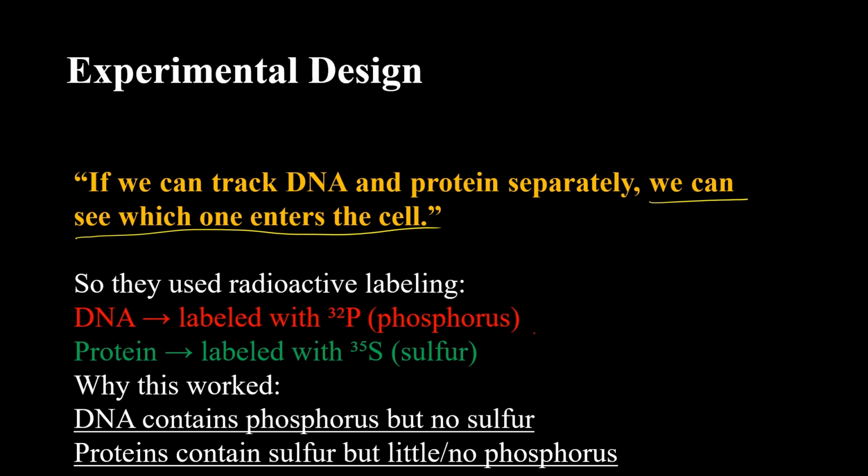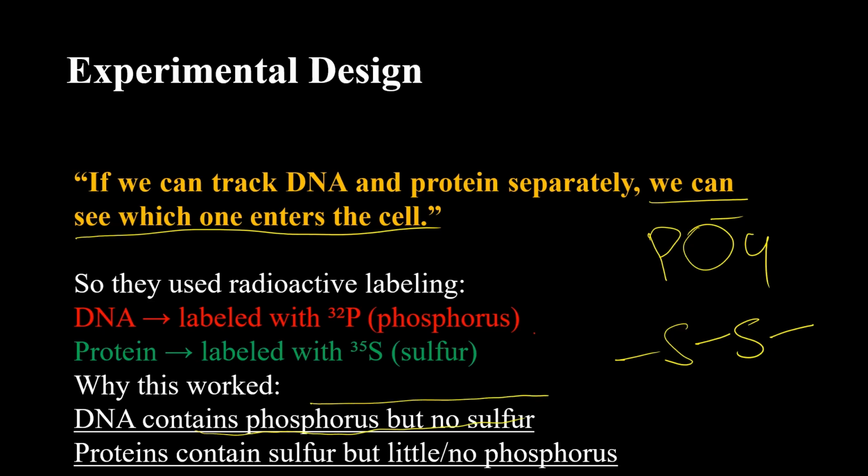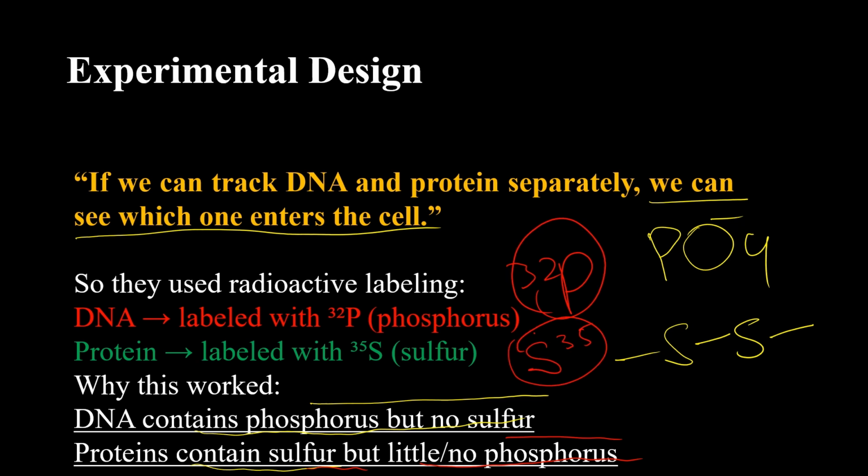And why did this labeling work? Because DNA has a phosphate group and proteins have disulfide bridges. In this way, DNA contains phosphorus but no sulfur, and proteins contain sulfur but little or no phosphorus. So this labeling worked, and this labeling was radioactive. Phosphorus-32 was radioactive, and sulfur-35 was also radioactive. So it was very easy to track whether proteins or DNA are entering the cells by recording the radioactivity of these radioactive atoms.